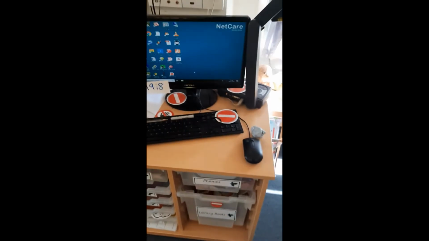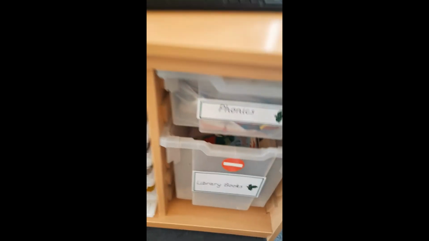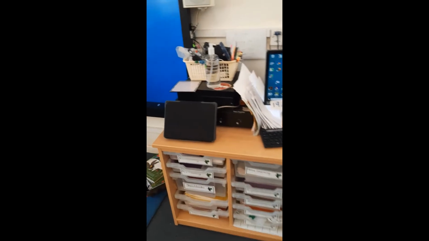Now over here, this is my desk. This is Mrs. Keating's desk. Please don't touch it. These signs mean please don't touch. It's not for children. These drawers aren't for children either. It's just boring grown-up stuff.